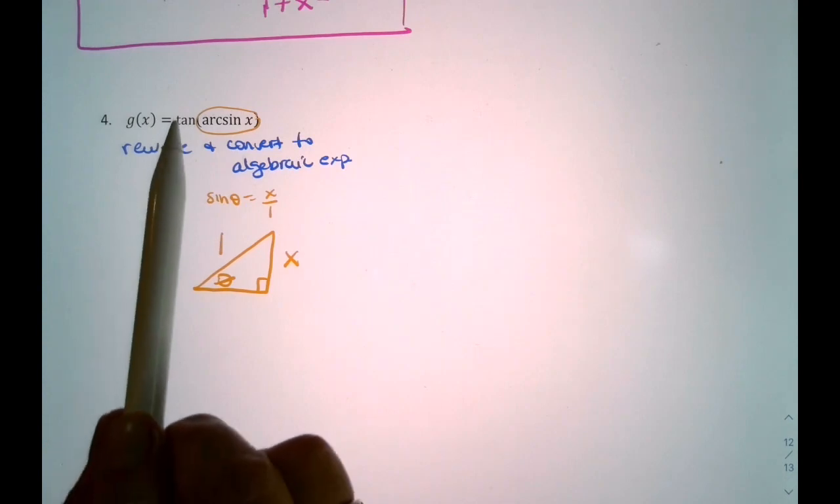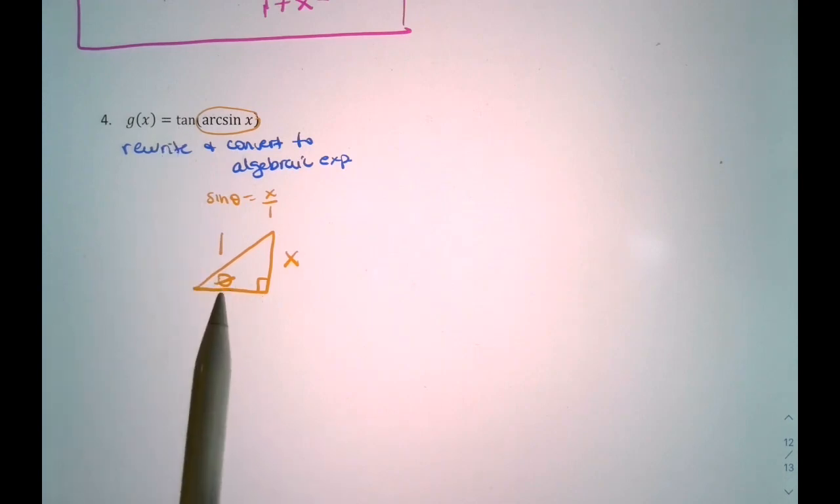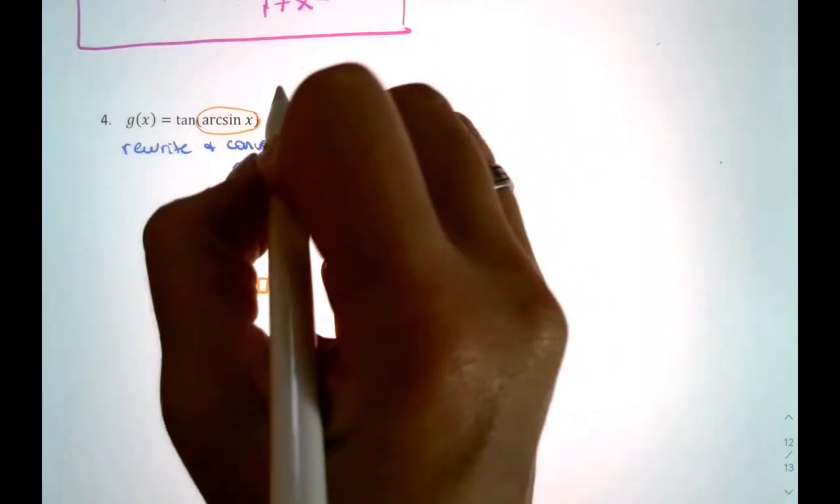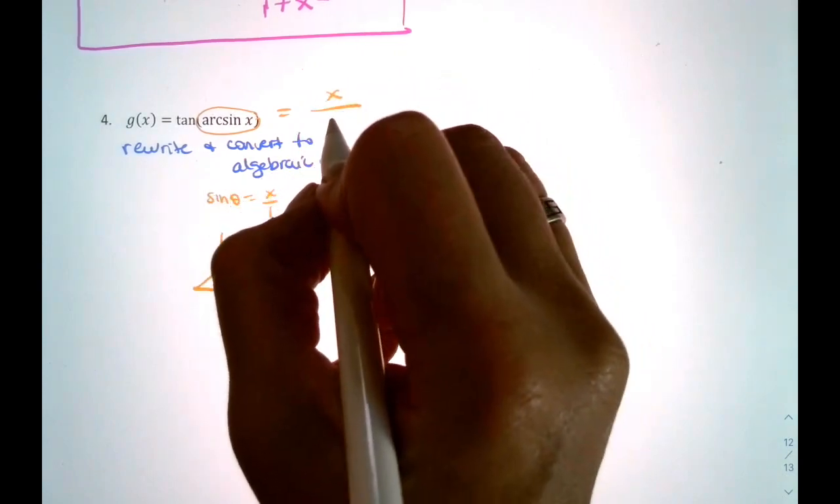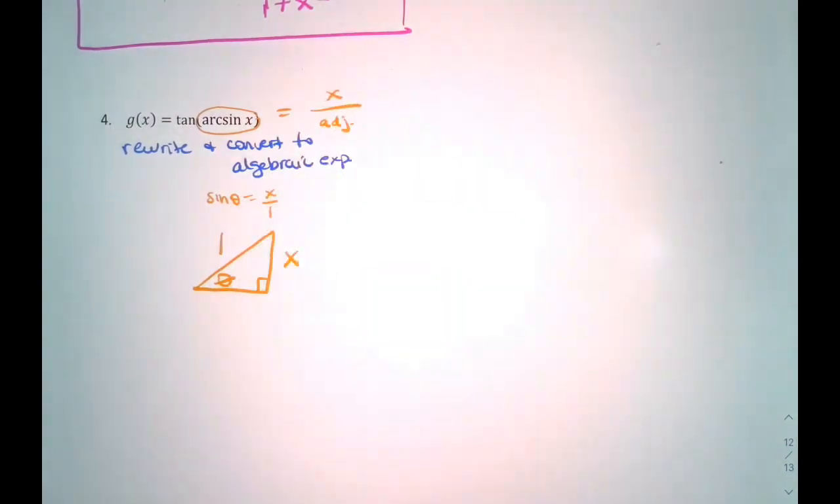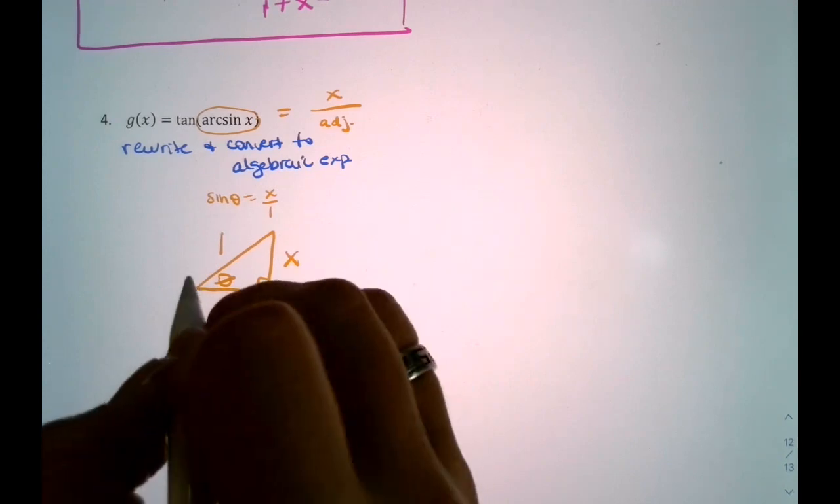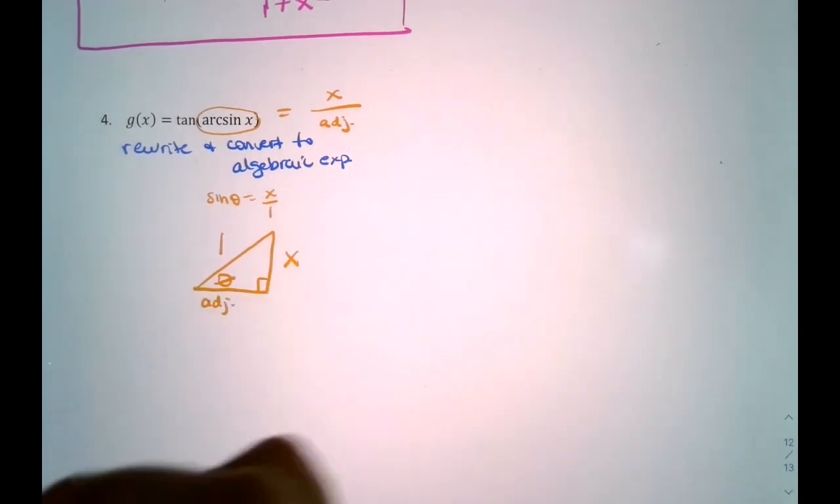This function is the tangent of this angle. So what do I need for tangent? I need to know opposite over adjacent. If I can just find the adjacent length, I have a nice, smooth, equivalent algebraic expression for tangent arcsine of x. Okay, so let's use our skills of doing this.